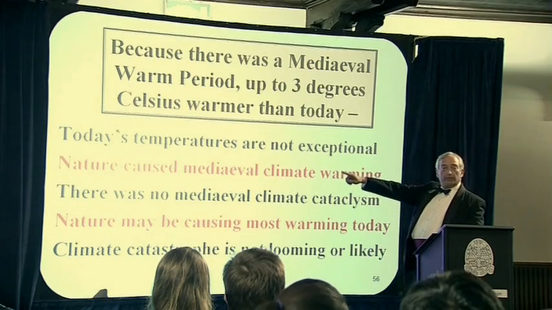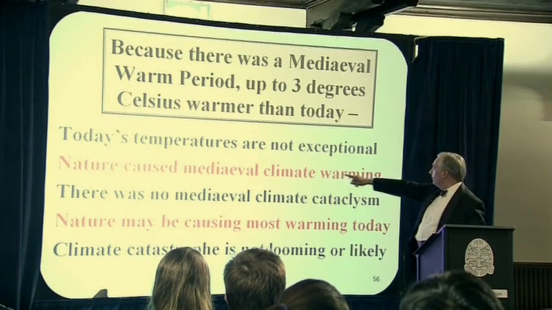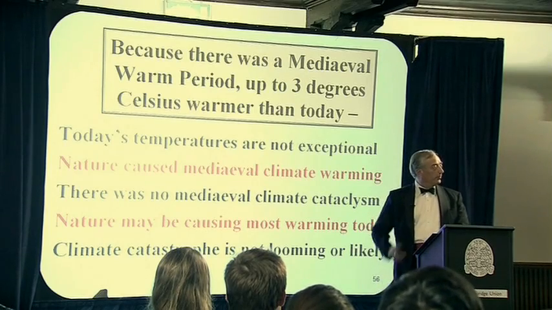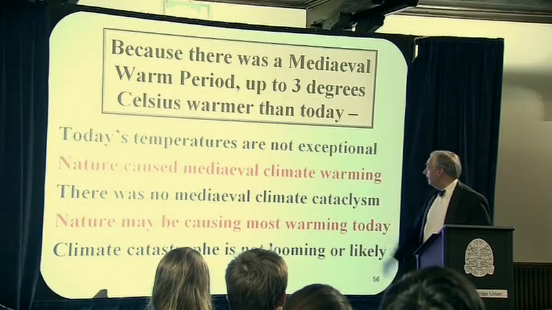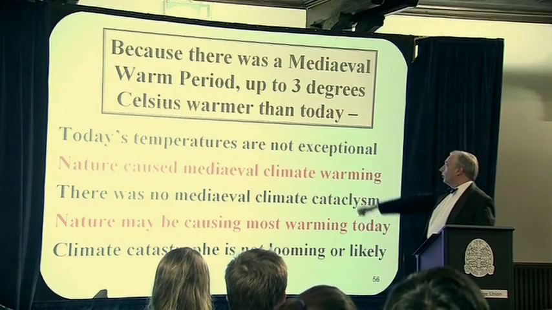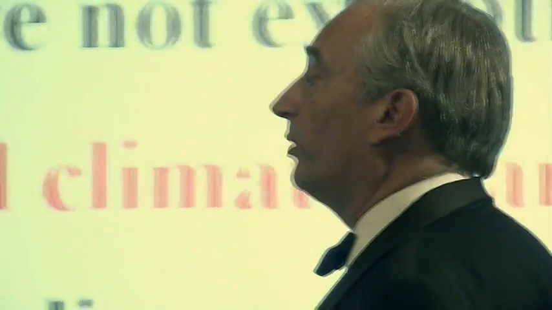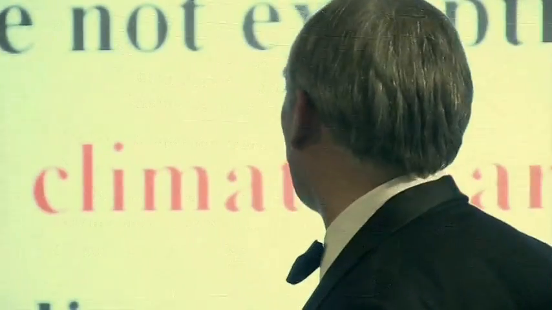We can say, because everybody agrees this, that it was nature that caused the medieval climate warming. There's virtually nobody who would try to maintain that we were having enough of an influence on climate then to cause that warming. There was no medieval climate cataclysm. That's why we call it the medieval climate optimum, because it was rather nice and big cathedrals were built all over Europe. Civilization sprung up in places it couldn't have sprung up in before.